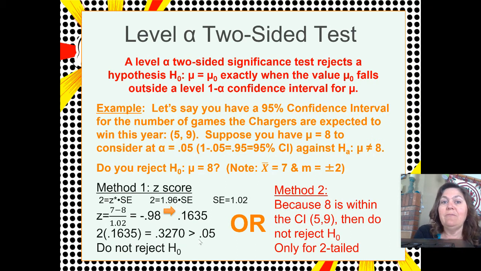Because 8 is within that CI from 5 to 9, then we don't reject H0. We don't need to go through all this math. We can check the claim right here if we know the CI. So sometimes you've calculated a CI and then you see a claim for it. You don't need to do that work again. You could say, 8 is in here, so we will fail to reject H0 because it's very possible.